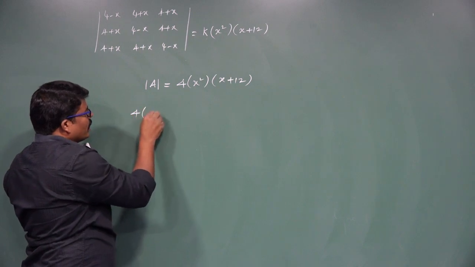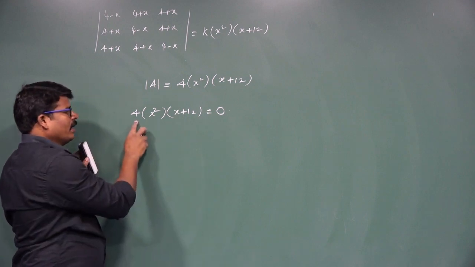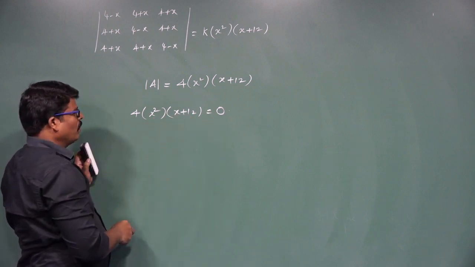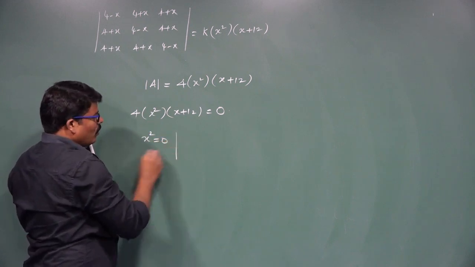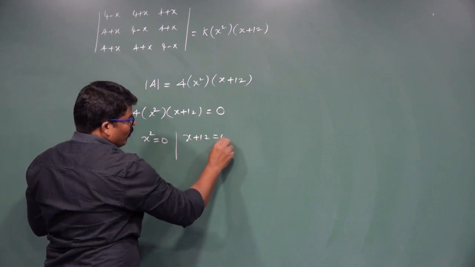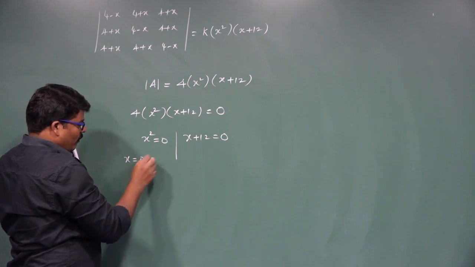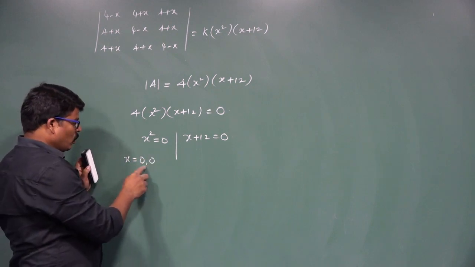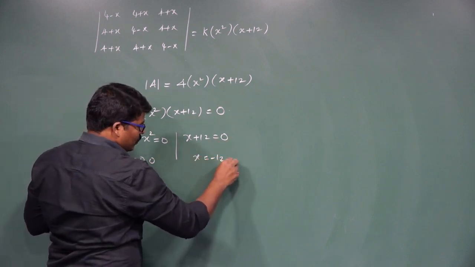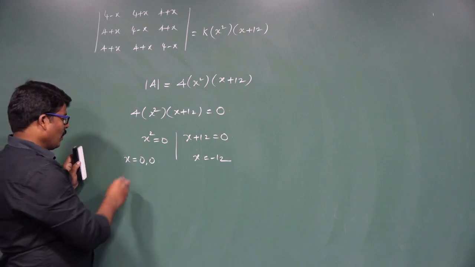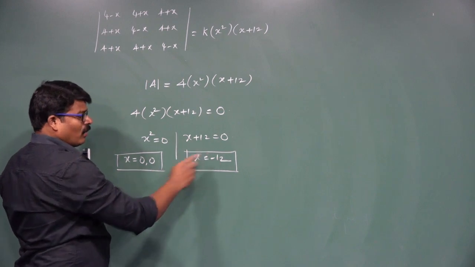That is, 4 into x square into x plus 12 equal to 0. For that, one of the factors must be 0: x square equal to 0 and x plus 12 equal to 0. X square equal to 0 means x is 0, repeated 2 times, so x equals 0, 0. And x plus 12 equal to 0 gives x equal to minus 12. Therefore the solution is x equal to 0, 0 and x equal to minus 12.